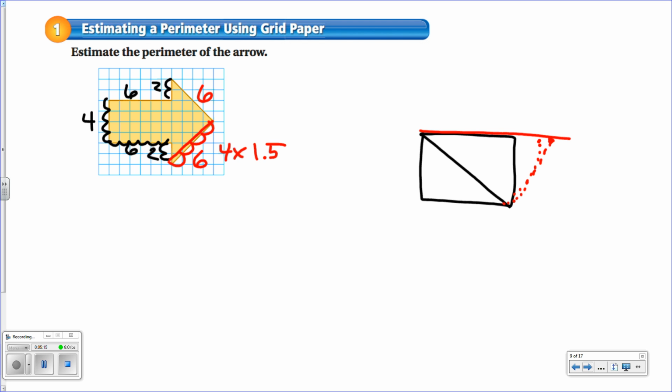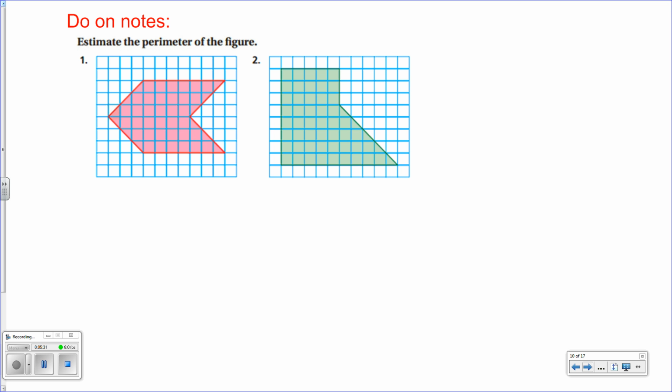So now we would add them all up. We've got 6, 1, 2, 3, 4 times. So 6 times 4 is 24, plus 4 more is 28. 29, 30, 31, 32. So you would say that this is 32 units around this figure. We don't know the units, so we just write units. So now look at your notes, and you have to pause this video and figure out the perimeter of each of these, and then turn it on and check your work.